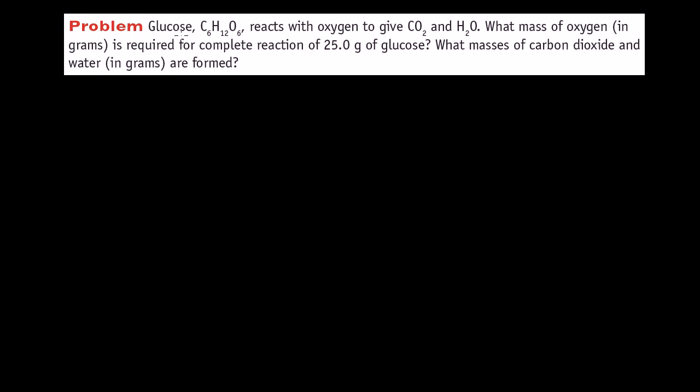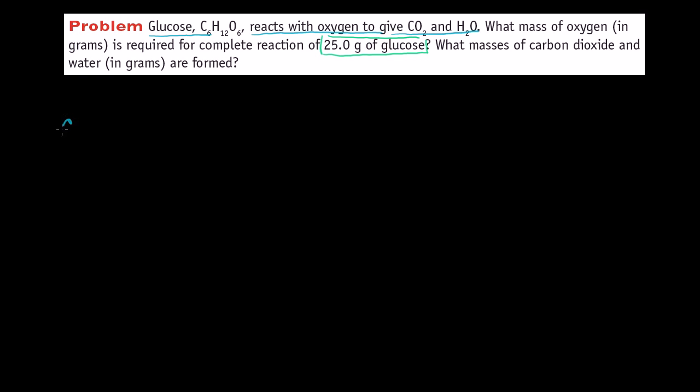We're told that glucose reacts with oxygen to give carbon dioxide and water. What mass of oxygen in grams is required to complete the reaction of 25 grams of glucose? And they also want to know what masses of carbon dioxide and water are formed. So let's first just write the reaction. They're saying glucose reacts with oxygen to give carbon dioxide and water.